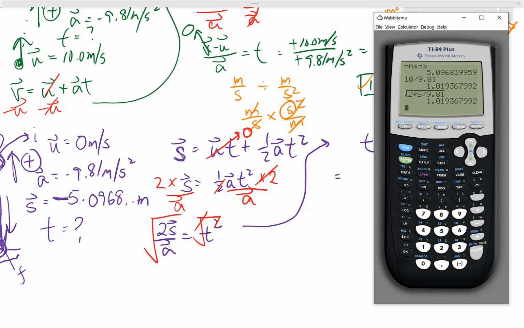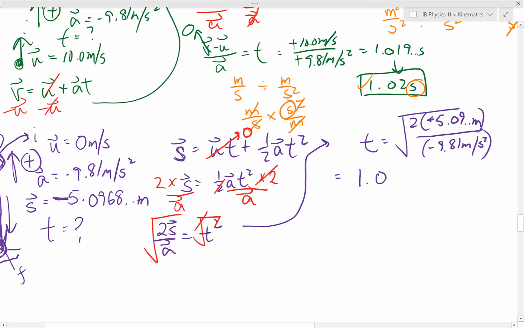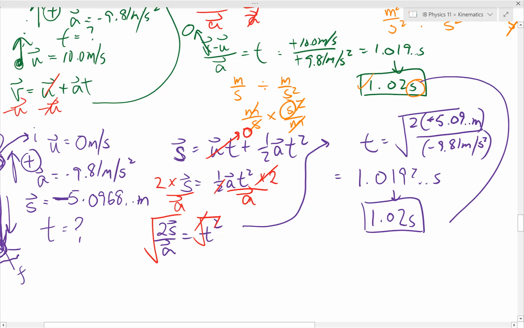That's what happens when you use answers that are not rounded for the next question. Okay, so let's write this down. 1.0193. And that's going to round to 1.02 seconds again. Oh my god, it's the same. Hey, that's so cool.